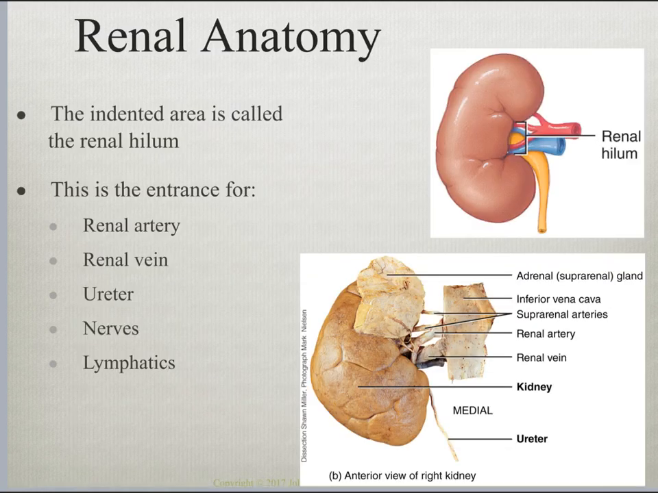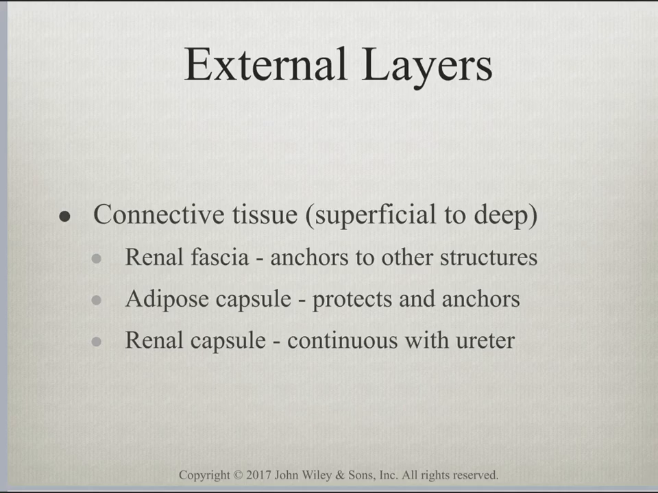We look at renal anatomy, so the entire kidney as a whole. Remember, like we saw with the lungs, we have an indented area right here called the renal hilum. This is going to be an entrance for tubular structures like the ureter, blood vessels, the renal artery, the renal vein, nerves, and lymphatics.